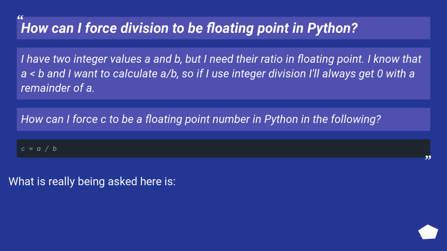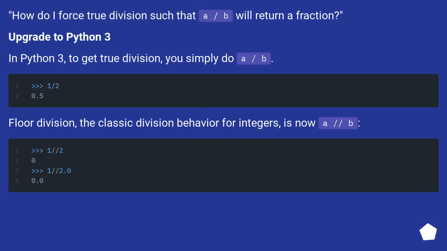What is really being asked here is: how do I force true division such that a / b will return a fraction? Upgrade to Python 3. In Python 3, to get true division, you simply do a / b. Floor division, the classic division behavior for integers, is now a // b.